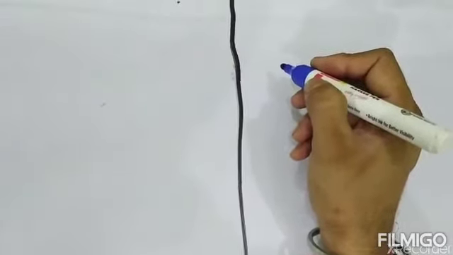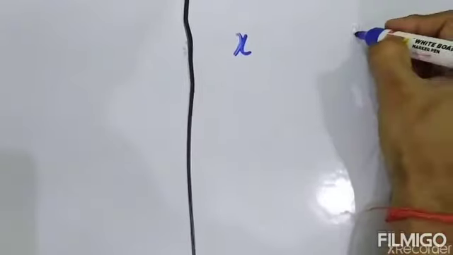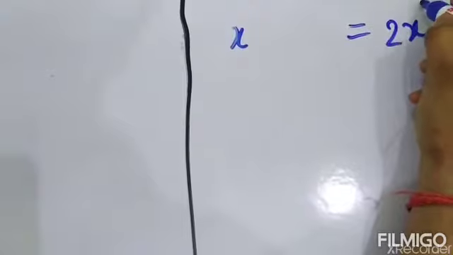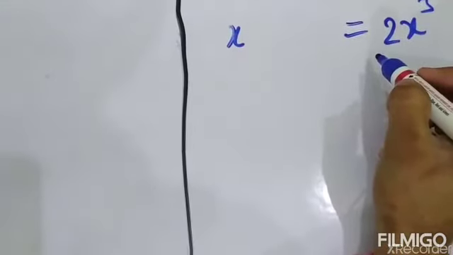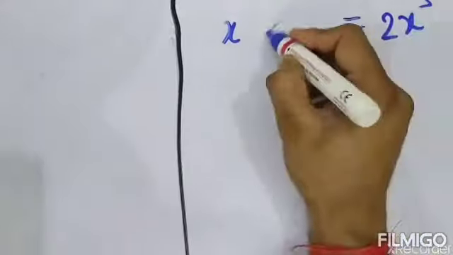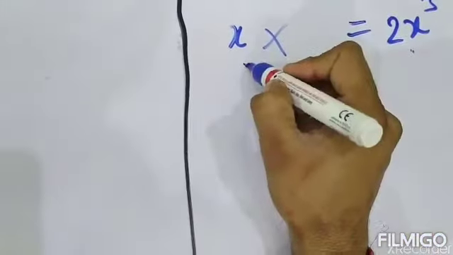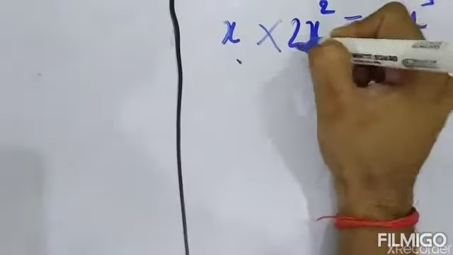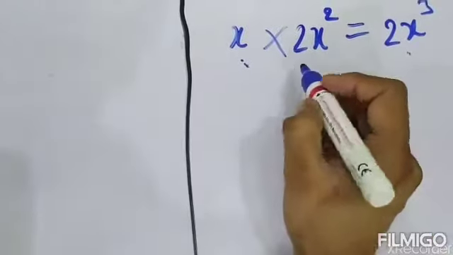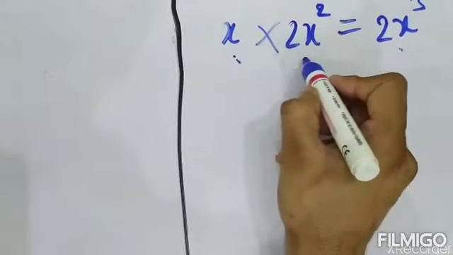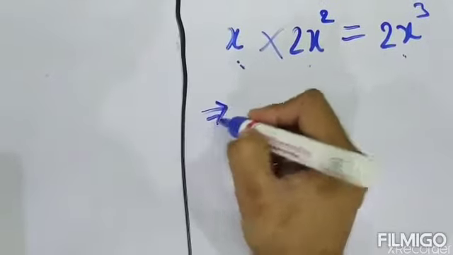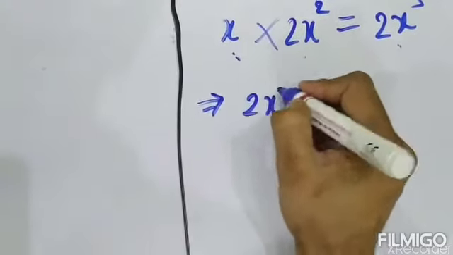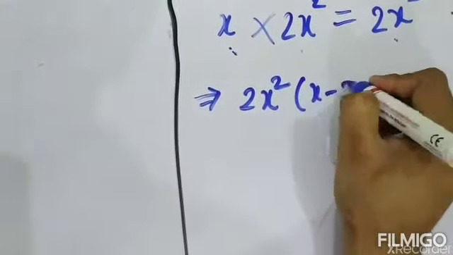We need this x and this 2x. So at which number are we going to multiply? So it becomes 2x cube. X is already there. So what is the number? 2x square. This is the algebraic expression we are going to multiply. It becomes 2x cube. So now this is 2x square, and after this we multiply 2x square by x minus 2.